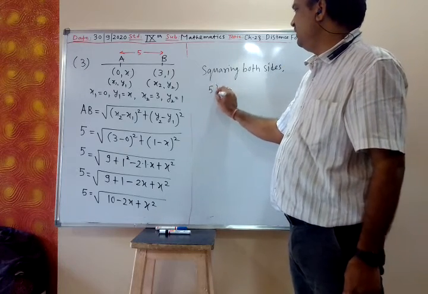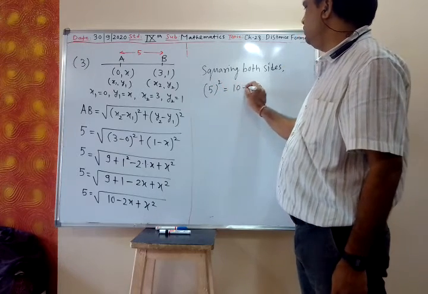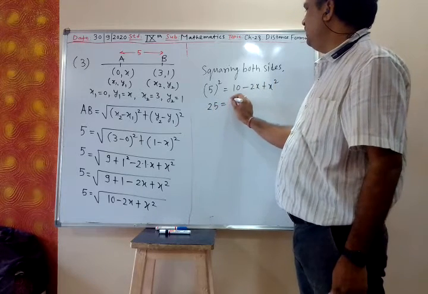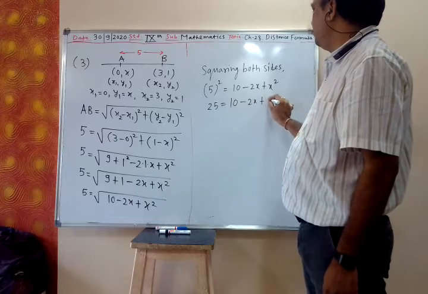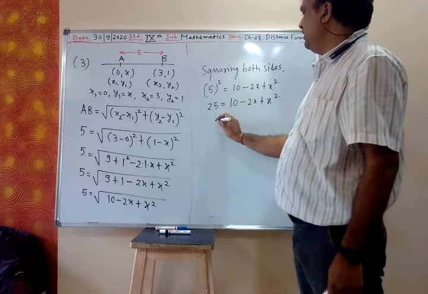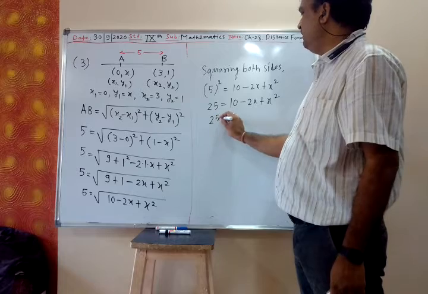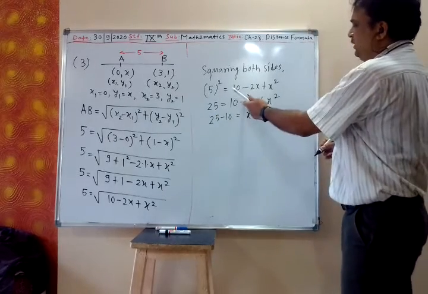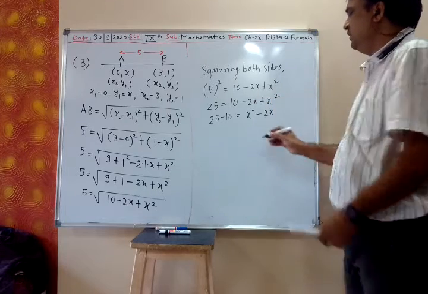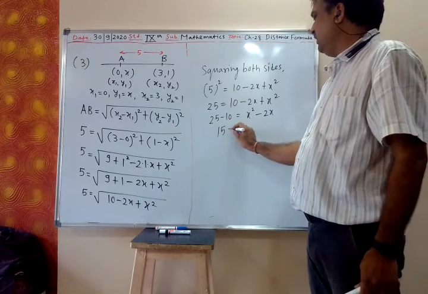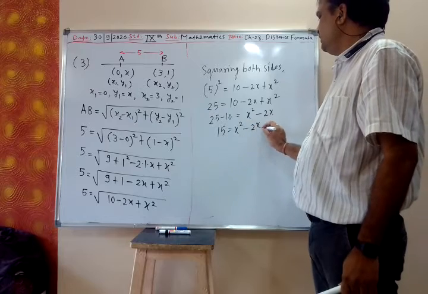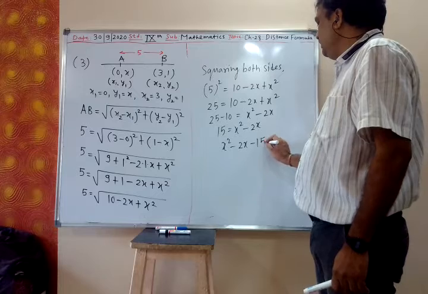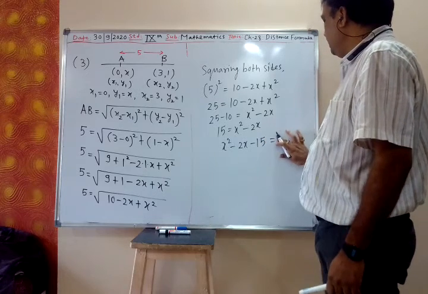You will get 5 square is equal to 10 minus 2x plus x square. So 5 square is 25. 25 is equal to 10 minus 2x plus x square. I can write in any order: x square minus 2x. 25 minus 10 is 15. So now I will take 15 on this side, you will get x square minus 2x minus 15 is equal to 0, which is a quadratic equation.